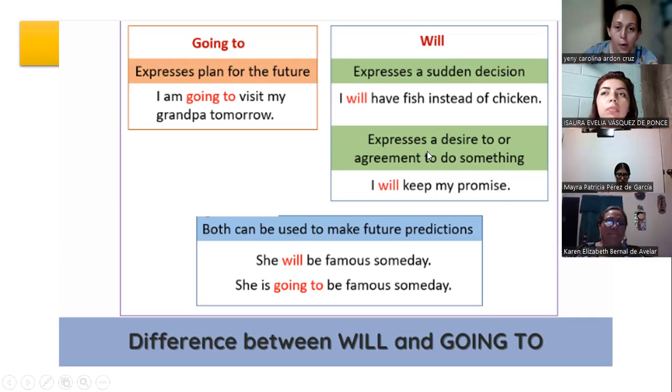Okay, expresses a desire to or an agreement to do something. But both can be used to make future predictions. She will be famous someday. She's going to be famous someday. Okay? So we can use both for future predictions. But when you use going to, you are more sure that it's going to happen. You have evidence.